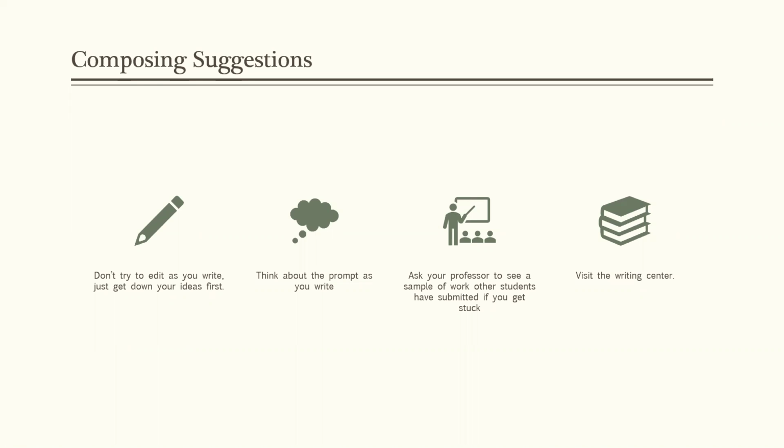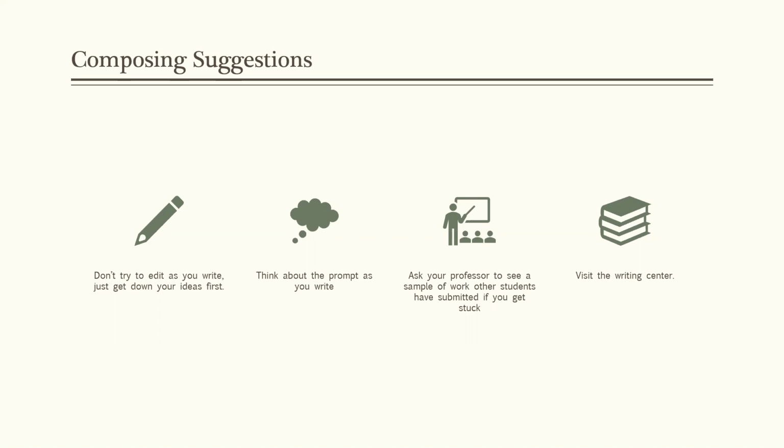The next thing you want to do is think about the prompt as you write. I always craft a little checklist of things that are requirements for my professor's prompt and then check them off as they emerge in my writing. You can also do this at the very end after you've written a complete draft.